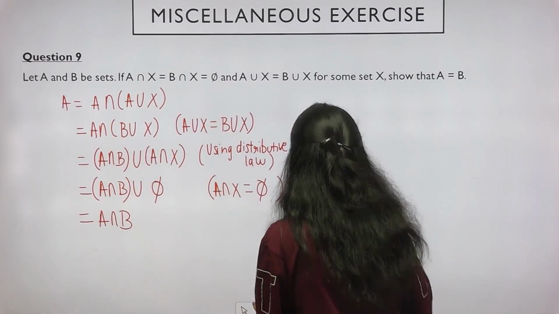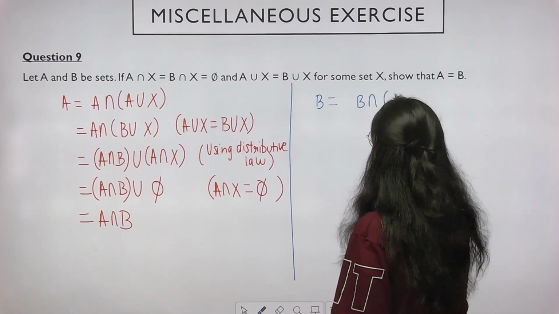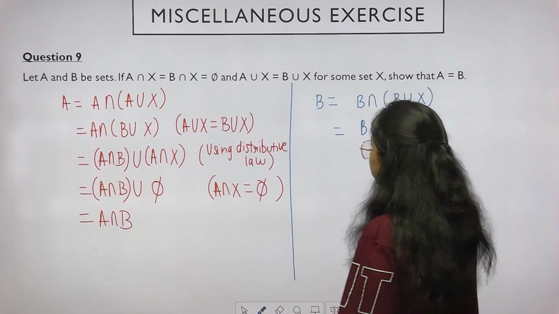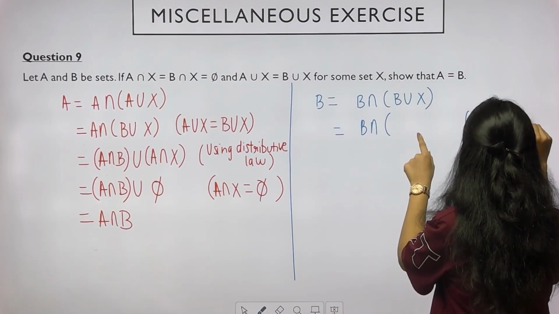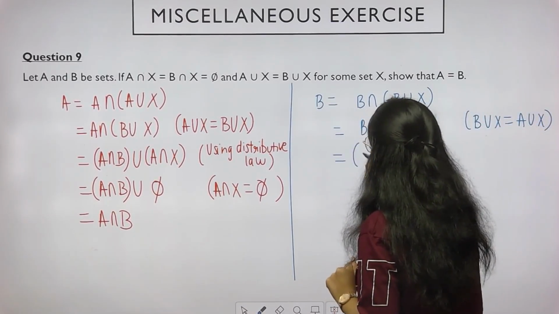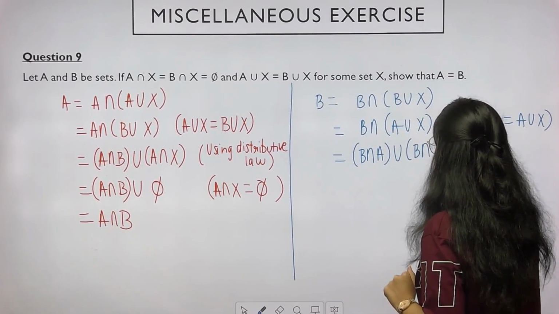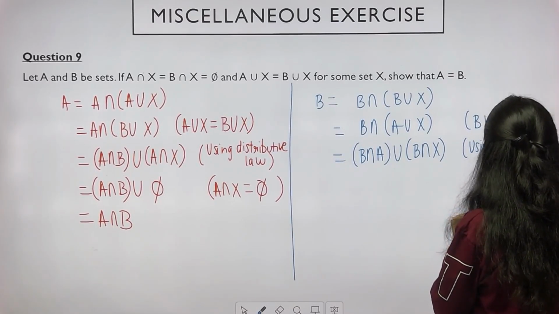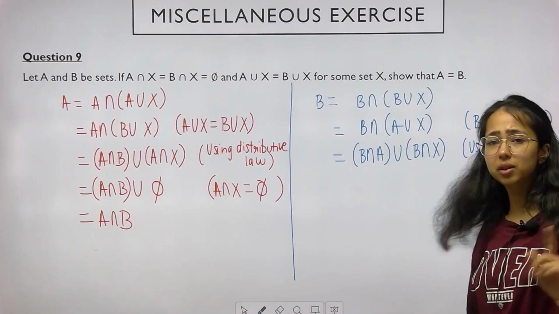Now let's check for B. You know that you can write B as B intersection B union X. Now, according to the question, B union X is equal to A union X. So it becomes B intersection A union X. Next, it becomes B intersection A union B intersection X. This is nothing but using distributive law. I hope this is clear to everybody.